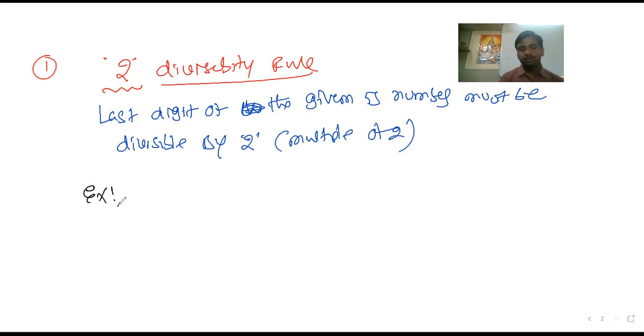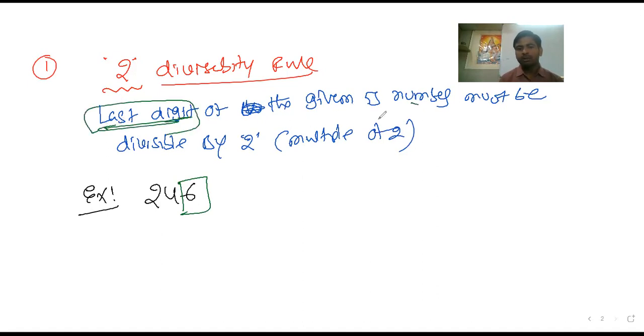Let us take the example 246. This is a number. In this number, what is the last digit? 6. Is 6 divisible by 2? The last digit of the given number must be divisible by 2. 6 is divisible because 2 threes are 6. So therefore, the number is divisible by 2.